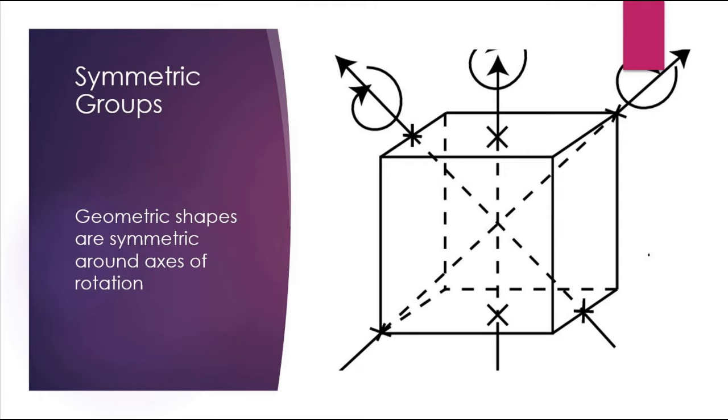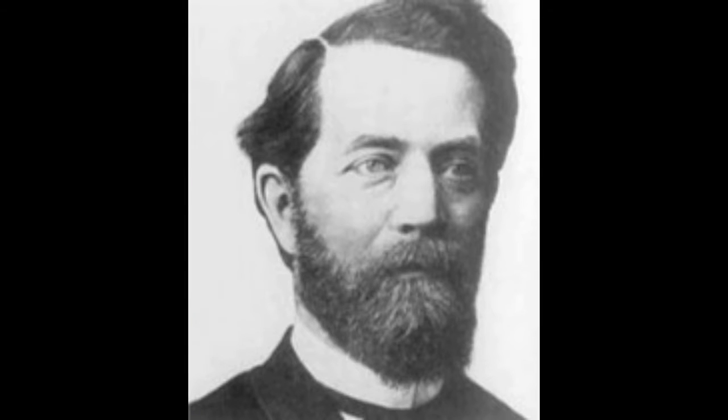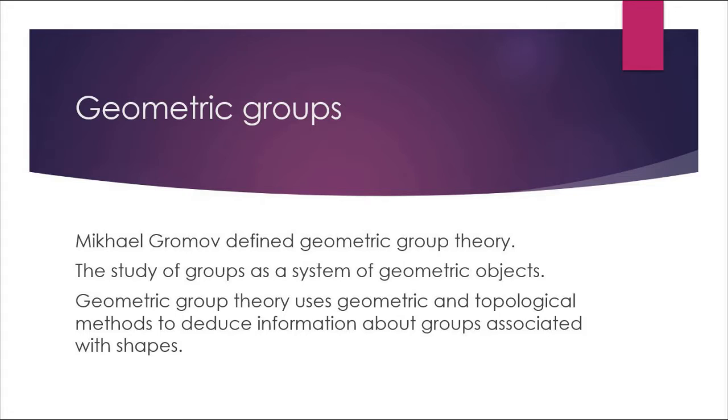The third area to contribute to the rise of group theory was its systematic use in geometry, mainly in the form of symmetric groups, which were first developed by Felix Klein in 1872. Mikhail Gromov revolutionized the subject of groups through his definition of geometric group theory, defining groups as geometric objects. Geometric group theory uses geometric and topological methods to deduce information about groups associated with shapes.